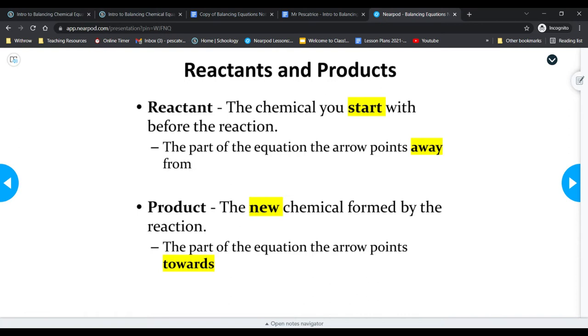So it's where the arrow points to. Sometimes that can be to the left, sometimes that can be to the right. Most of the time it's to the right, but there are times where it is to the left. So I want you guys to understand that it could be either way. And here are a couple examples of that.